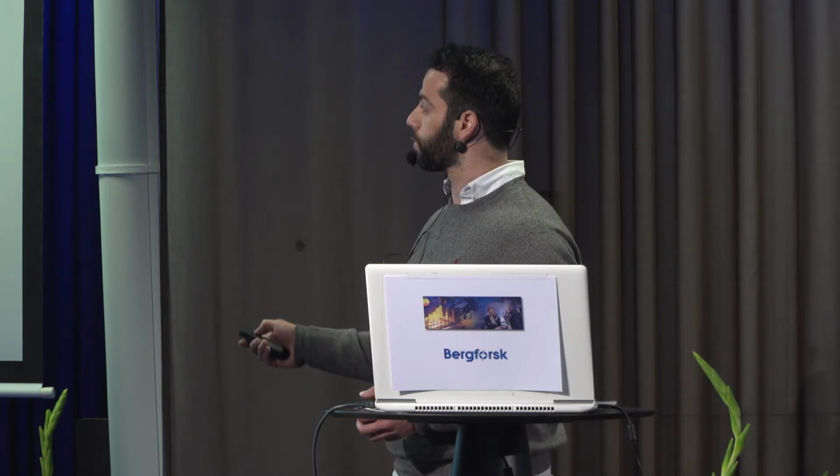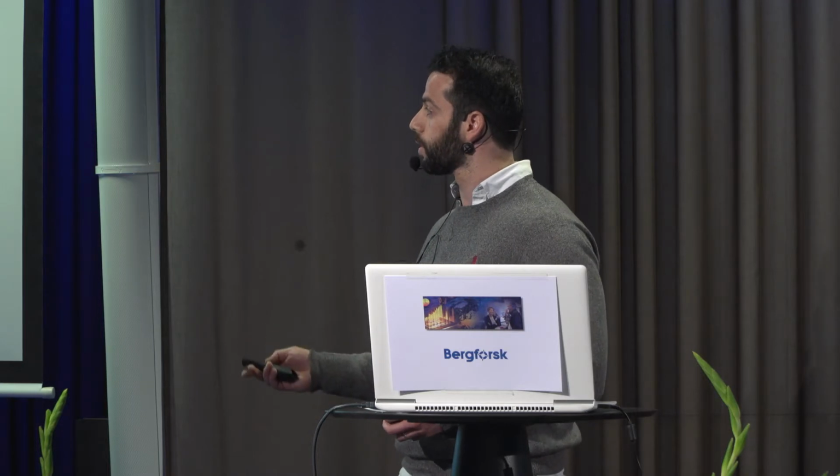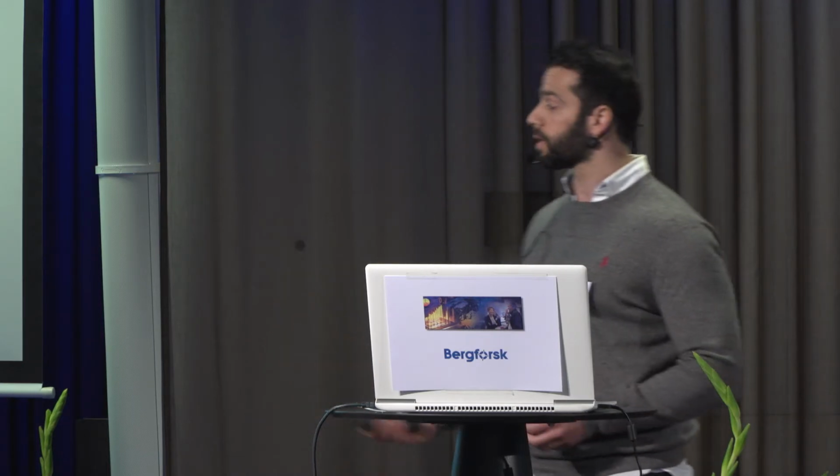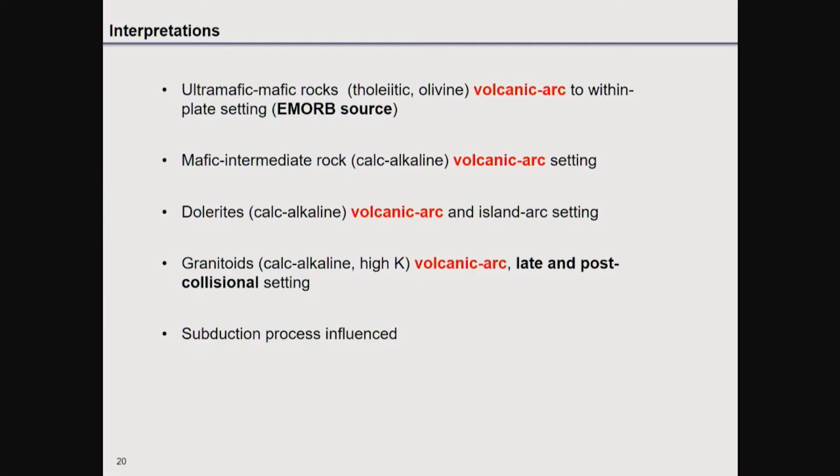The same goes for felsic plutonic rocks. We have them more or less in the volcanic arc environment. So, summarizing all this, we have a volcanic arc dominated setting in the Gällivare area, apart from these ultramafic rocks, which have a more primitive signature.